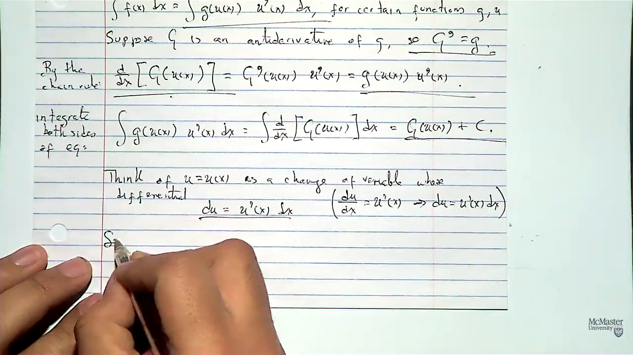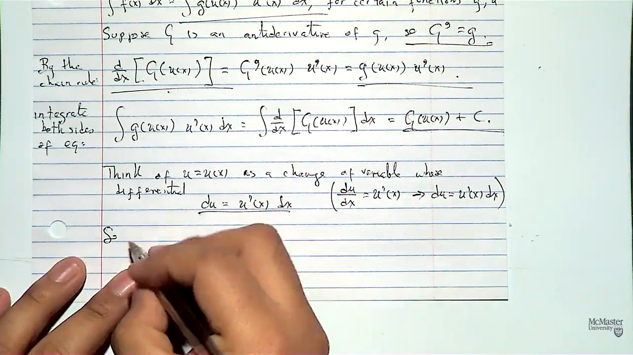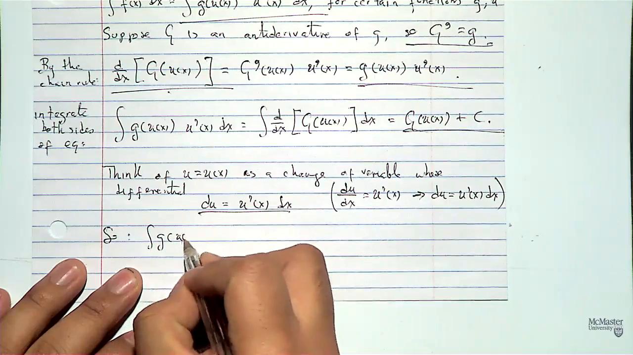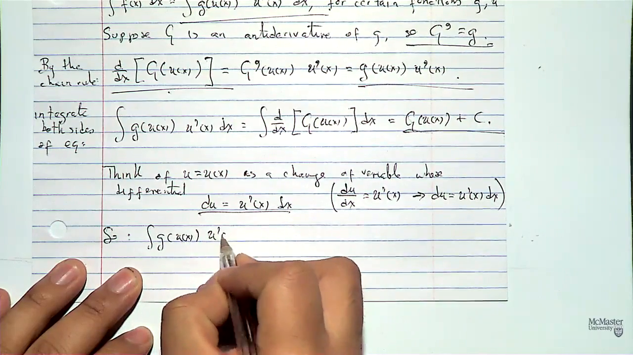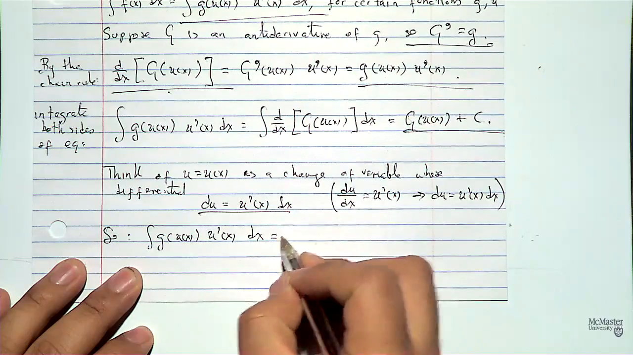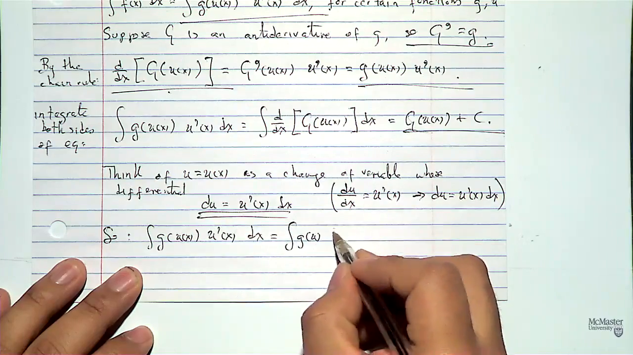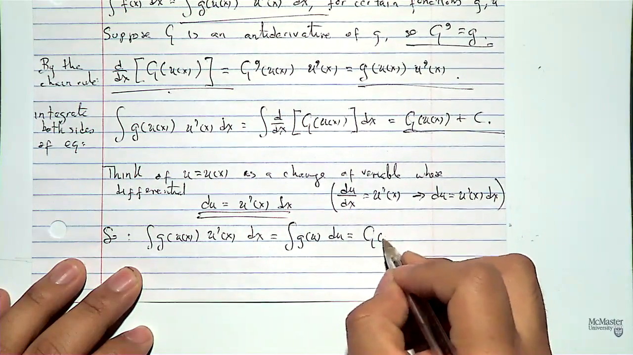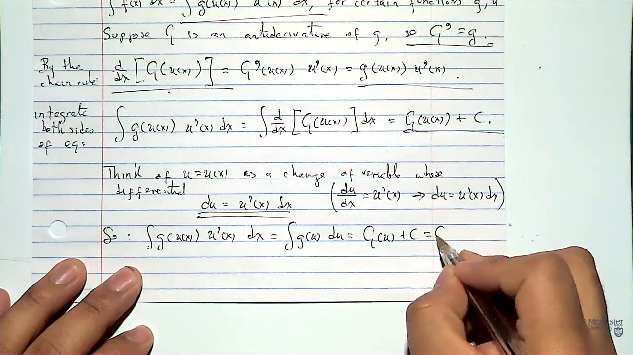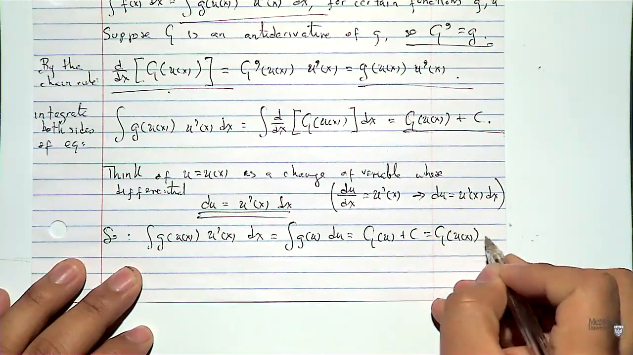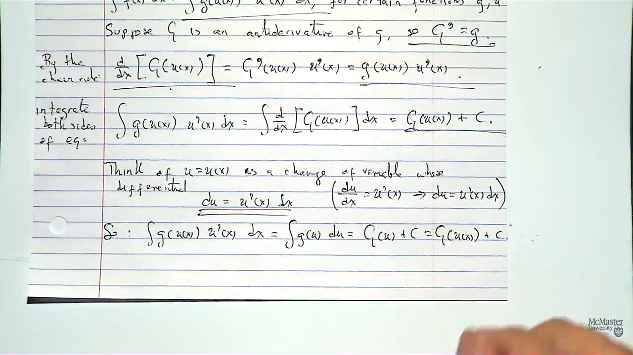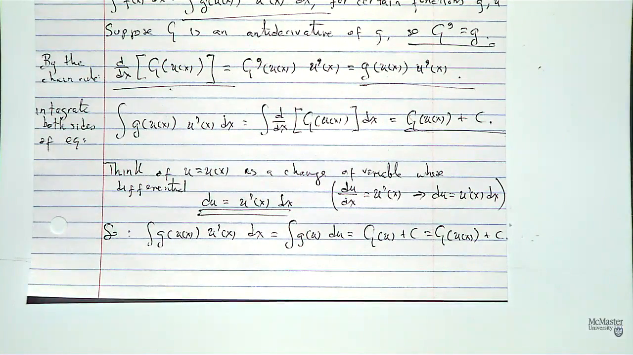And in the conclusion, what you would have is again that the integral of g of u of x times u prime of x dx is equal to the integral of g of u du, precisely because of this differential, which is g of u plus a constant, and then you substitute g of u of x plus a constant. If it's the first time you see this, it might not be so simple.